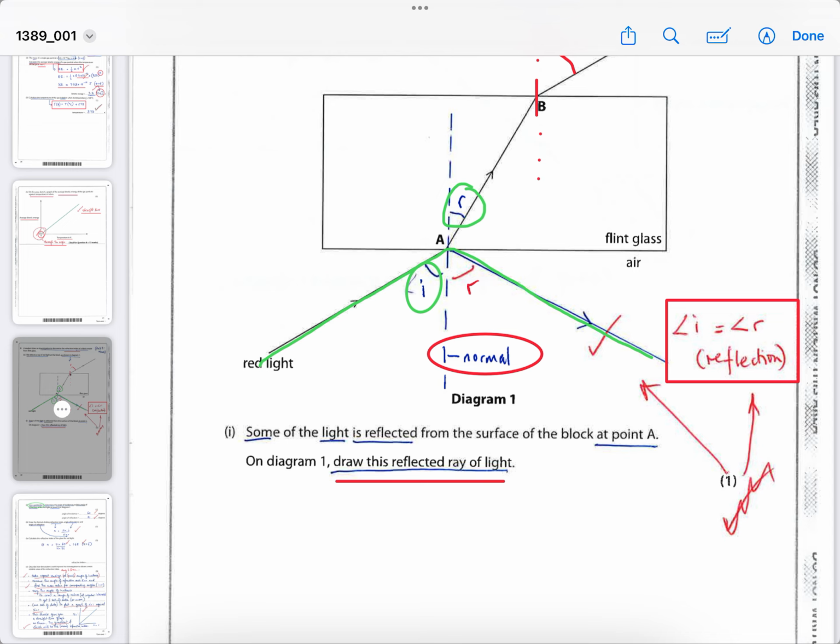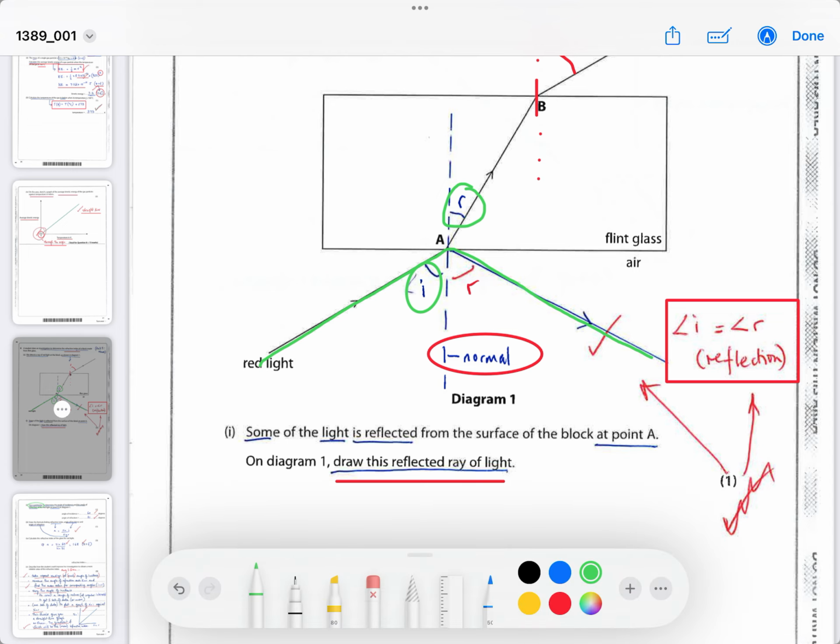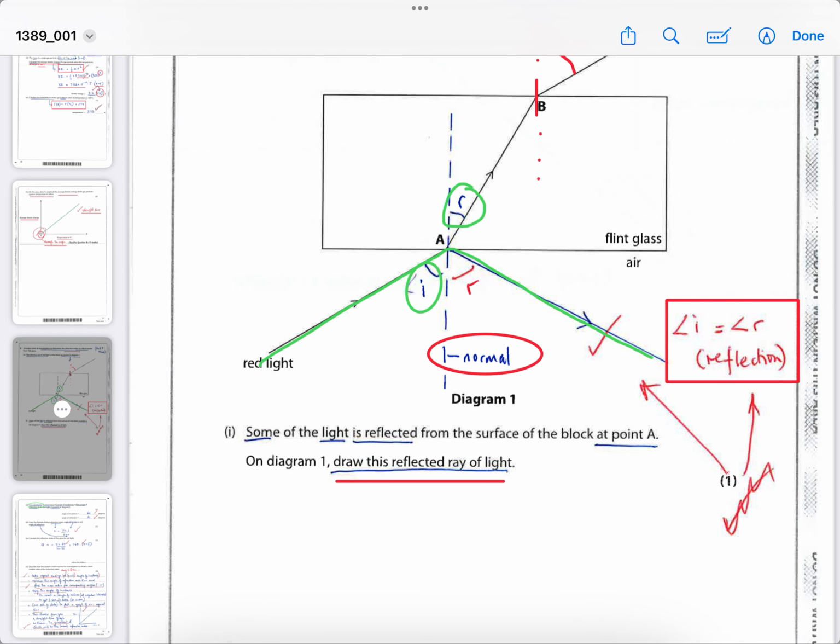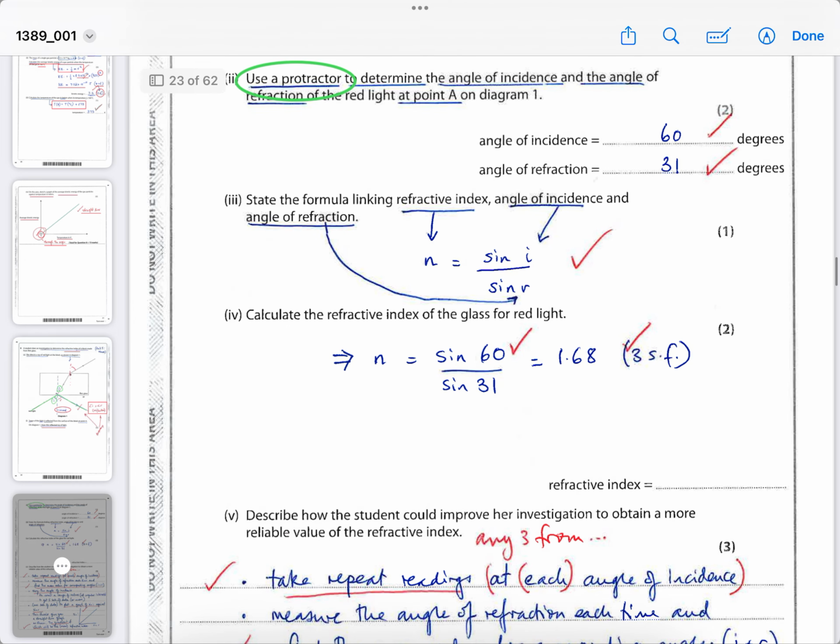Those are the two angles they want you to measure, and they want you to measure them to the normal. You never measure the angles to the boundary. So 60 and 31, and they'll have a range of accuracy, and if you're within their range, you'll get the marks. So make sure you know how to use a protractor.